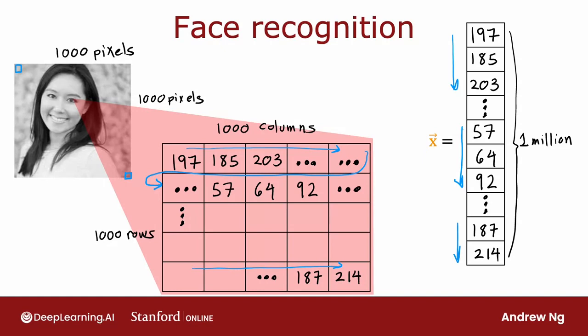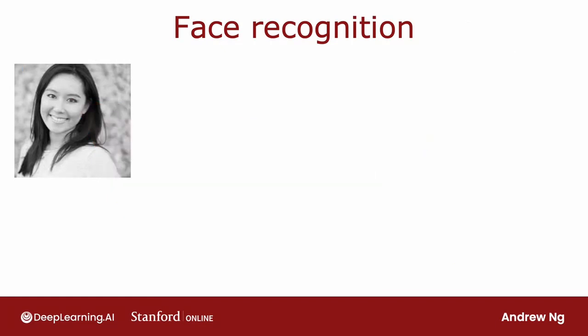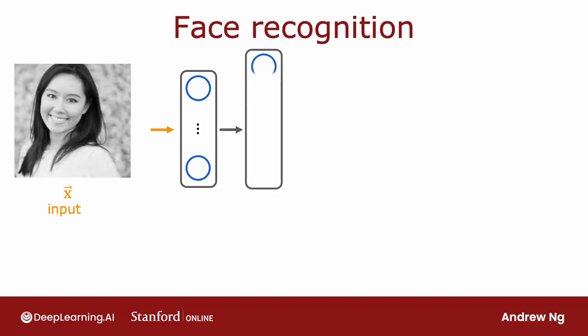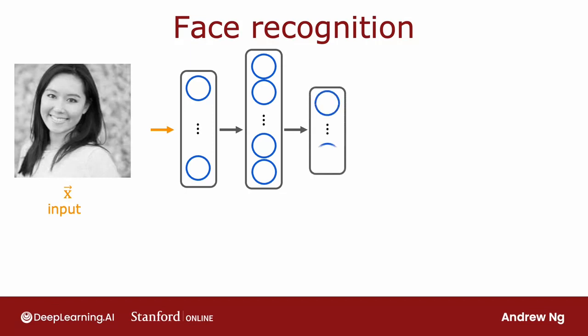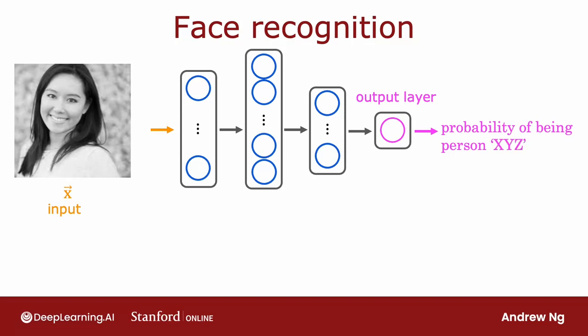So this is how you might build a neural network to carry out this task. The input image X is fed to this layer of neurons. This is the first hidden layer, which then extracts some features. The output of this first hidden layer is fed to a second hidden layer, and that output is fed to a third hidden layer, and then finally to the output layer, which estimates, say, the probability of this being a particular person.